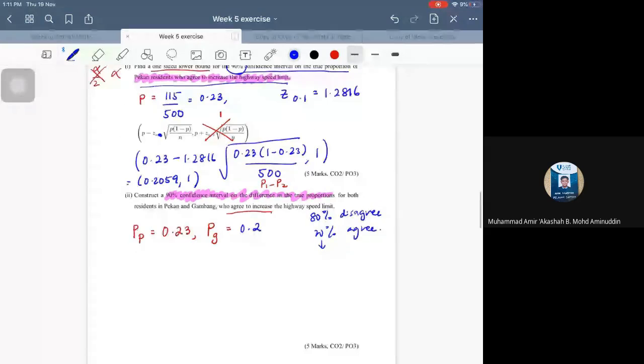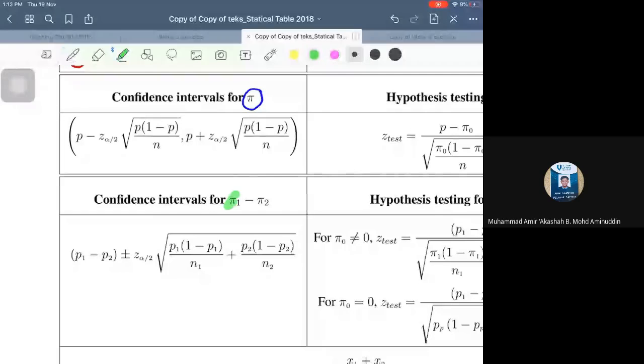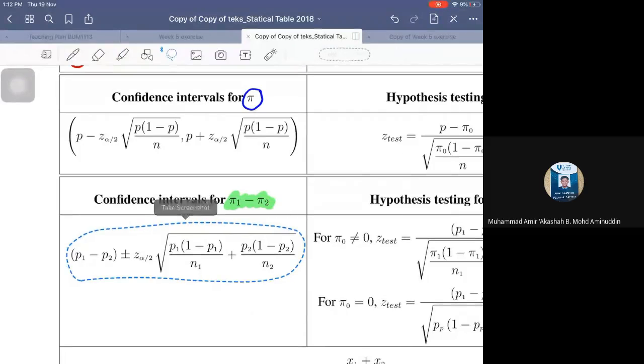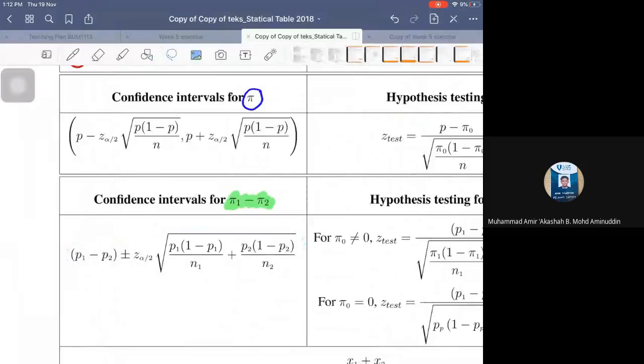Okay, so now we are going to use the formula for the difference between proportions. So this is going to be the formula here: pi 1 minus pi 2. And again, the good news is that when it comes to proportion, there is only one formula, so you don't have to choose anything. So let's copy this.